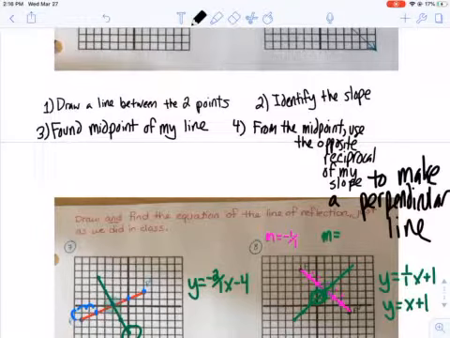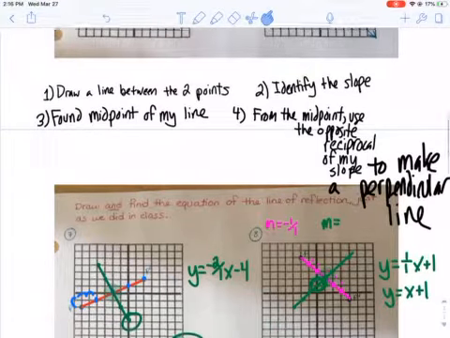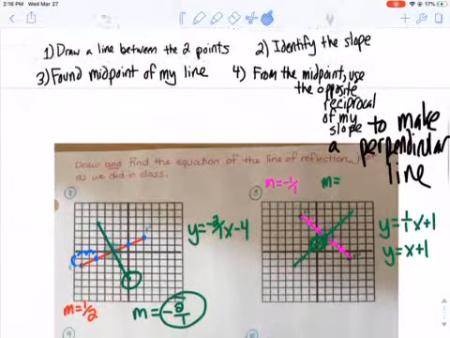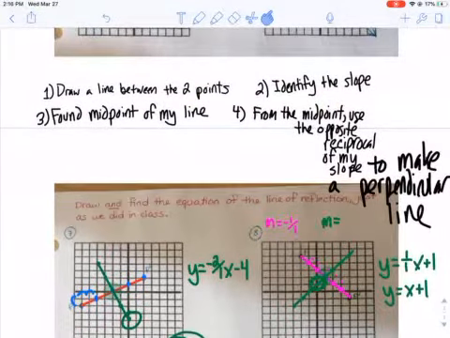Draw a line between two points. Identify the slope. Find the midpoint of my line. And then from that midpoint, use the opposite reciprocal of that slope to make a perpendicular line. So that'll help you find the line of reflection. Hopefully this will help you with these examples or future examples. Thank you.